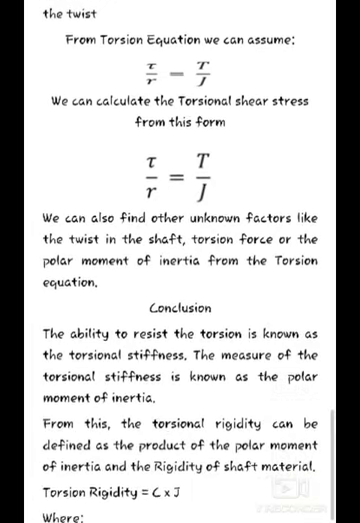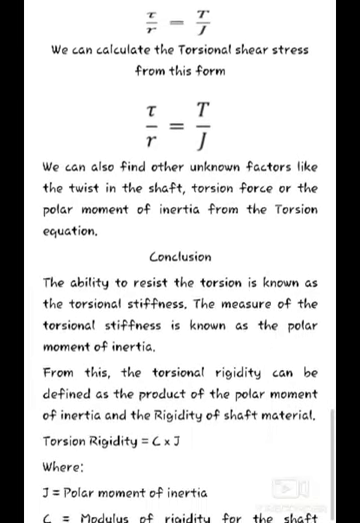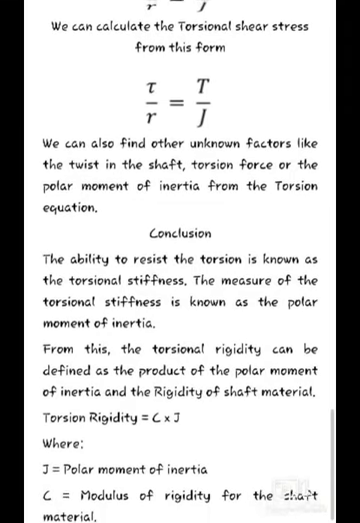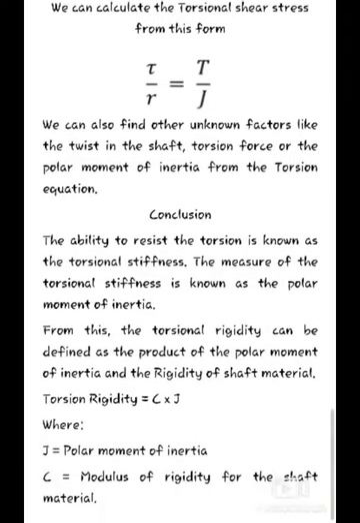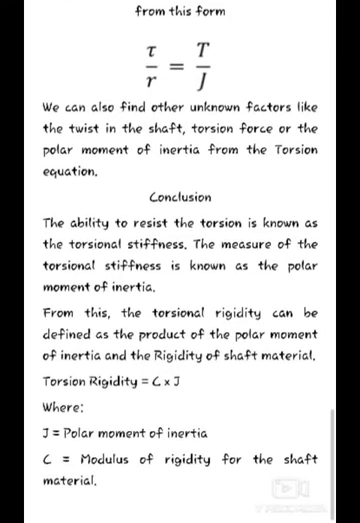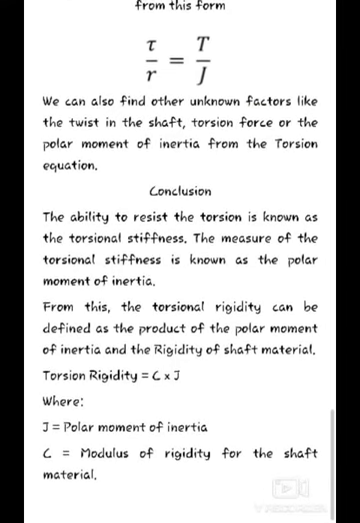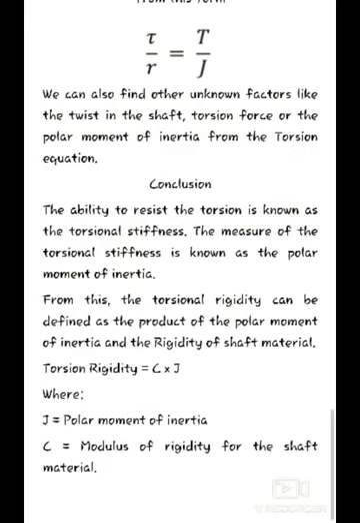So the conclusion: the ability to resist torsion is known as torsional stiffness. The measure of the torsional stiffness is known as the polar moment of inertia. From this, the torsional rigidity can be defined as the product of the polar moment of inertia and the rigidity of shaft materials. Torsional rigidity is equal to C times J, where J is the polar moment of inertia and C is the modulus of rigidity for the shaft materials.